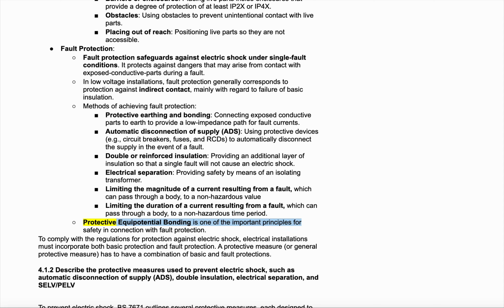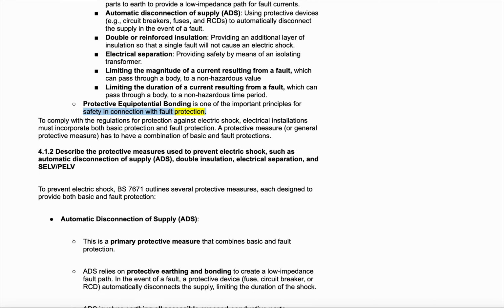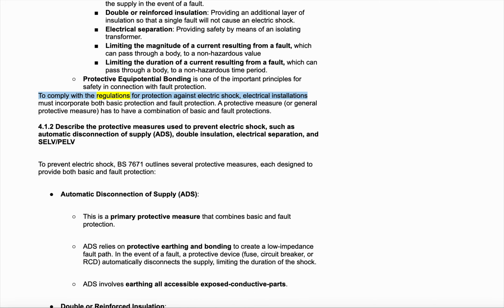Protective equipotential bonding is one of the important principles for safety in connection with fault protection. To comply with the regulations for protection against electric shock, electrical installations must incorporate both basic protection and fault protection. A protective measure or general protective measure has to have a combination of basic and fault protections.